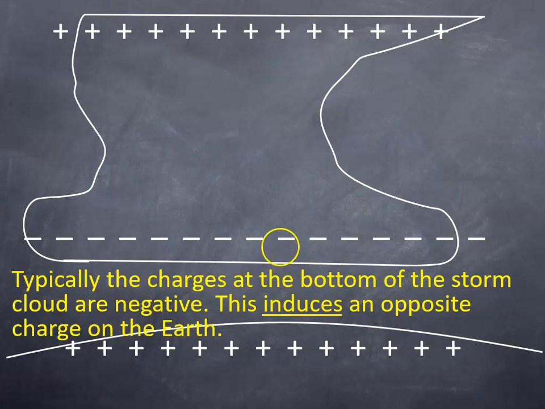Now, I mentioned that happens about 75% of the time. The other quarter of the time, it's actually positives on the bottom and negatives at the top.